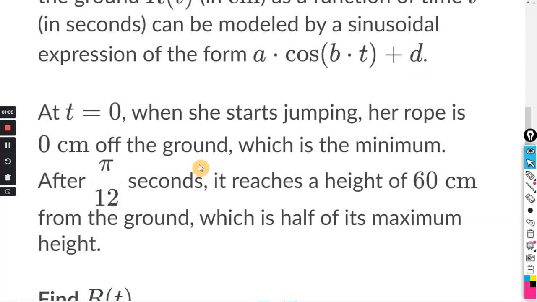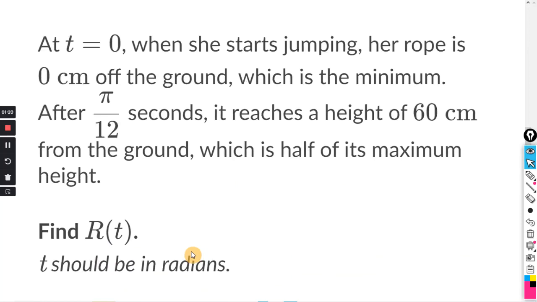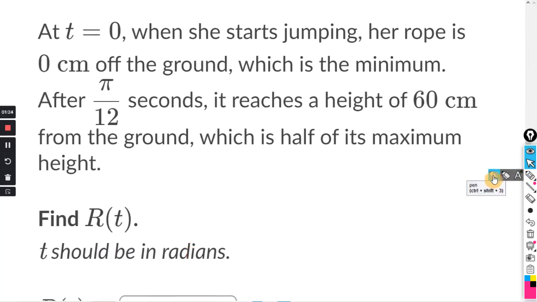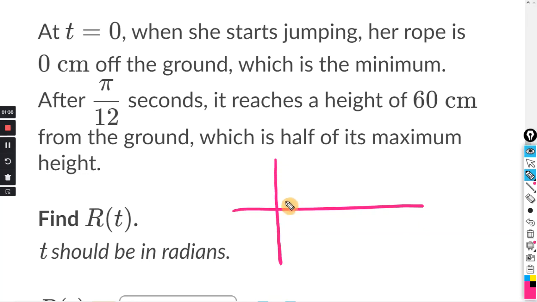At t equals 0, when she starts jumping, the rope is 0 centimeters off the ground, which is the minimum. And then after pi over 12 seconds, it reaches a height of 60, which is half of its max. Find r of t. We're looking to write the equation. So basically, you want to sketch the graph and then try to write the equation based on that. For all of these, I'm basically going to start at the y-axis and then head in this direction.